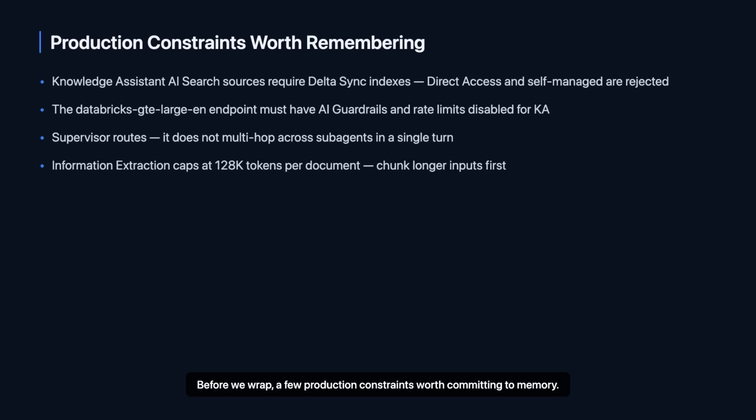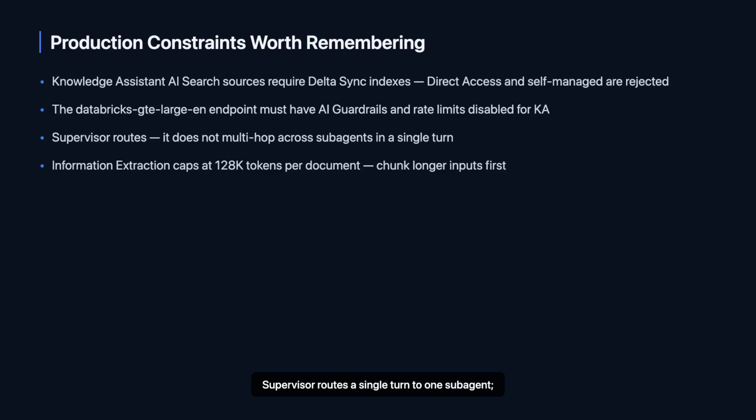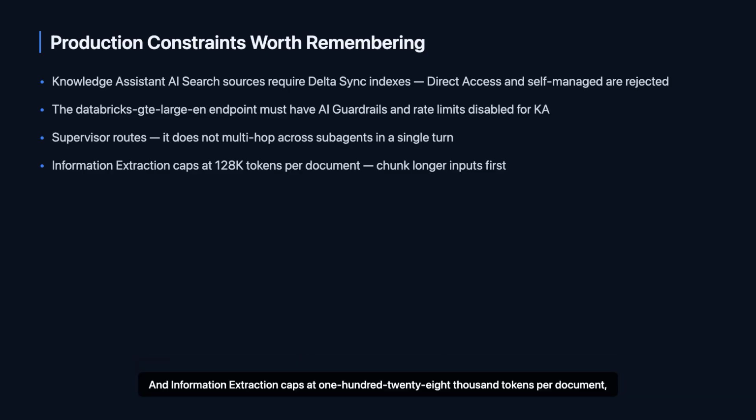Before we wrap, a few production constraints worth committing to memory. Knowledge Assistant AI search sources must be Delta Sync indexes. Direct access and self-managed indexes are rejected at ingestion. The Databricks GTE large EN endpoint that powers it must have AI guardrails and rate limits disabled. Supervisor routes a single turn to one subagent. It does not chain across subagents in one call, so if your workflow needs multi-hop reasoning across agents, reach for a framework outside bricks. And information extraction caps at 128,000 tokens per document, so longer inputs need chunking first. Keep these 4 constraints in mind on scenario questions.